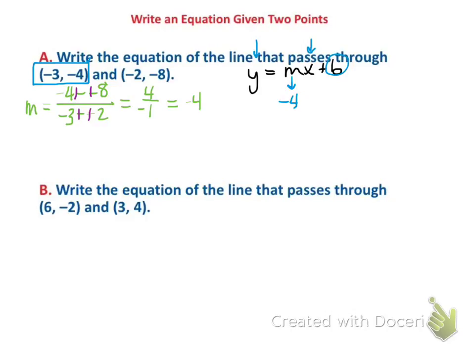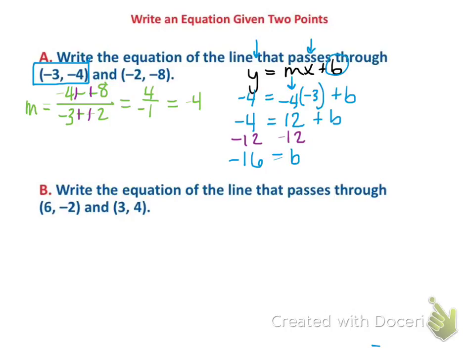So instead of x, I write -3. And instead of y, I write -4. All I have to do now is solve. That gives me 12. I need to subtract 12 from both sides. That gives me -16 equals b.